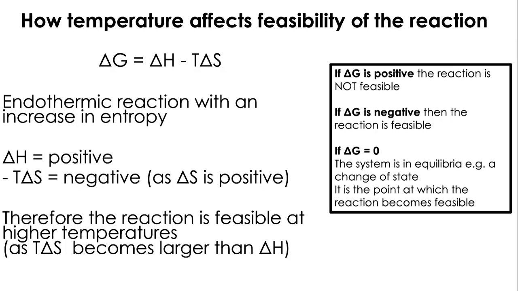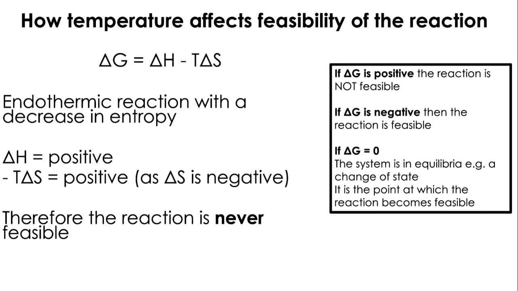So for an endothermic reaction with an increase in entropy to be feasible, we need higher temperatures, because at higher temperatures, the T delta S is going to become larger than delta H, and therefore the negative value is larger, so delta G is going to be negative.